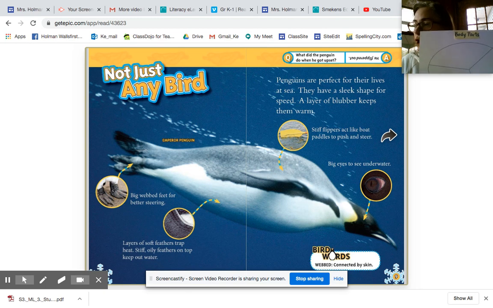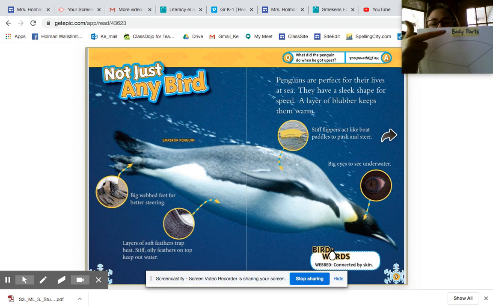Penguins are perfect for their lives at sea. They have a sleek shape for speed. A layer of blubber keeps them warm. Big webbed feet for better steering. Layers of soft feathers trap heat. Stiff, oily feathers on top keep out water. Stiff flippers act like boat paddles to push and steer. Big eyes to see underwater. And then it has a bird word at the bottom, which is webbed, which means connected by skin.